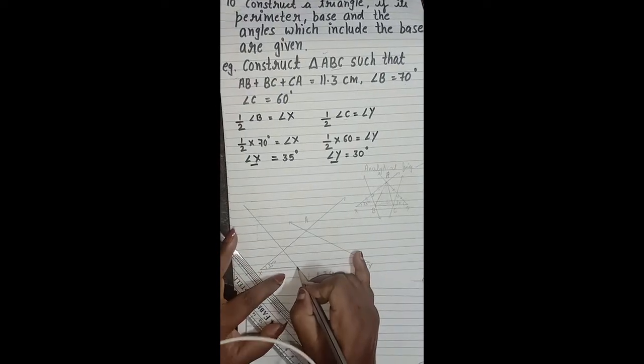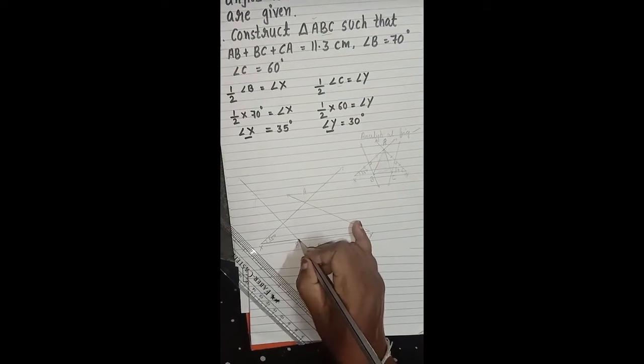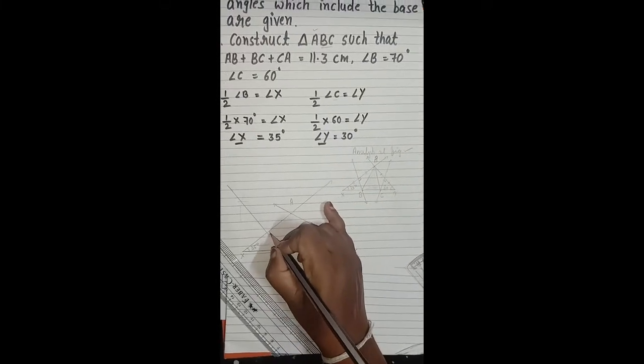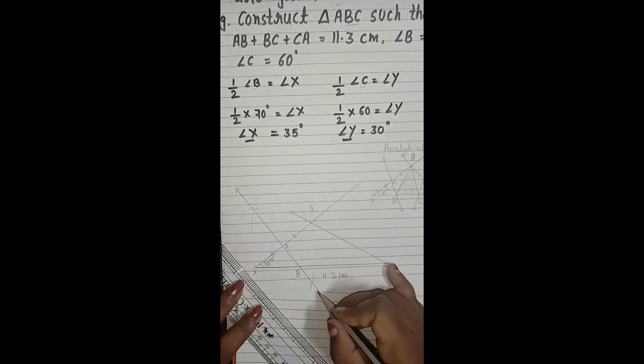So this point is what? This point is B. And this is the perpendicular bisector. So we have to draw the identical mark and the perpendicular sign, and we'll have to put the arrow.